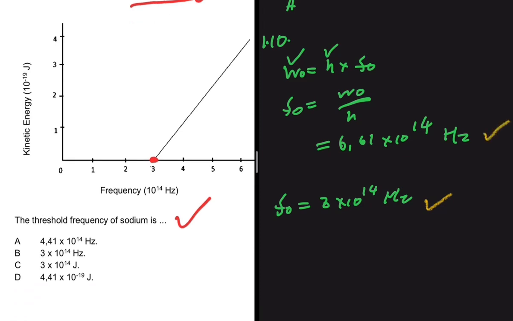Well, if you look at our options, we have 3 times 10 to the power 14 hertz as option B, right? Option C is in joules, so it cannot be correct. And option D is also in joules, so it cannot be correct. And then option A is also not correct, because our answer when we use the work function is 6.61 times 10 to the power 14 and not 4.41. Unless I'm missing something.